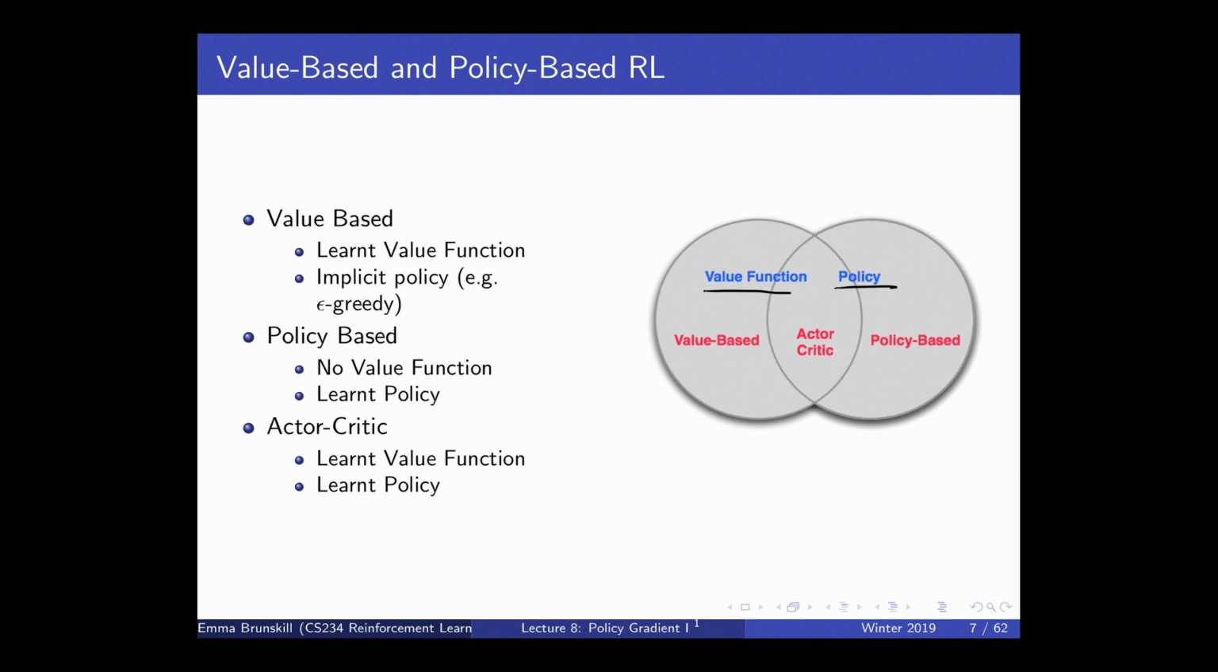And as you might expect, there's a lot of work which tries to combine the two of them. These are often called actor-critic methods, where you try to explicitly maintain a parameterized policy and explicitly maintain a parameterized critic or value function. So this is the policy, and this is a Q. Okay. So we're going to start today, and we're going to be talking about policy-based methods.